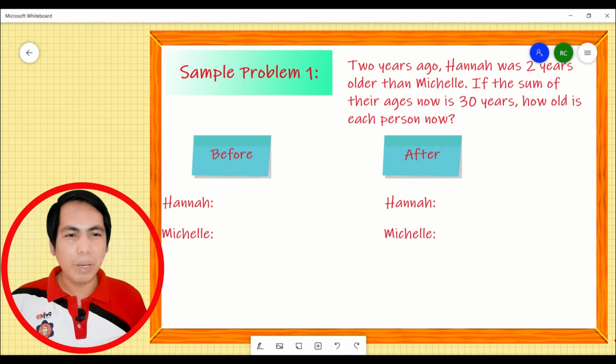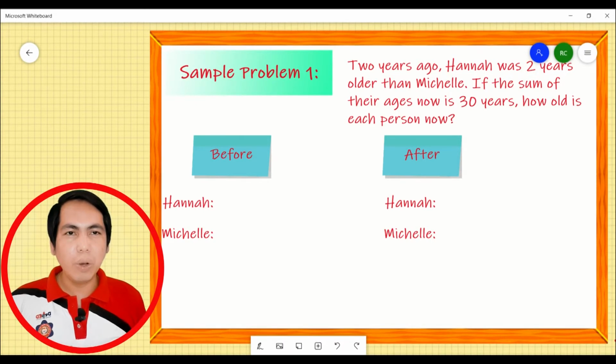Our problem number 1 says here, 2 years ago, Hannah is 2 years older than Michelle. If the sum of their ages now is 30 years, how old is each person now? In this problem, I will be using again the block model approach for us to solve the given problem.